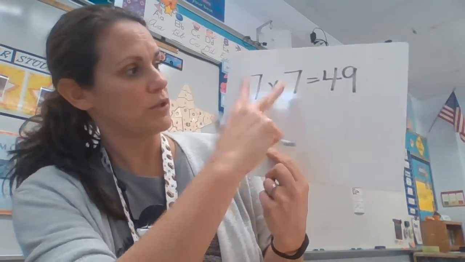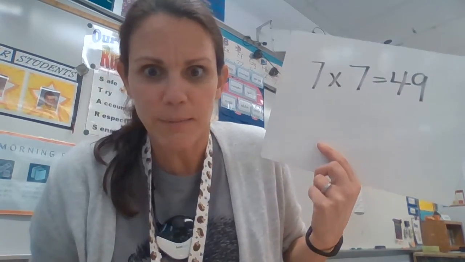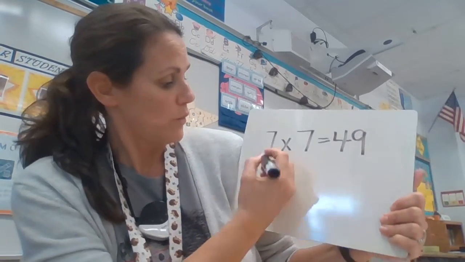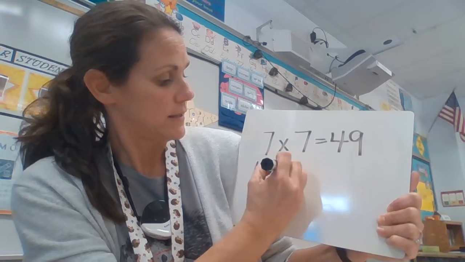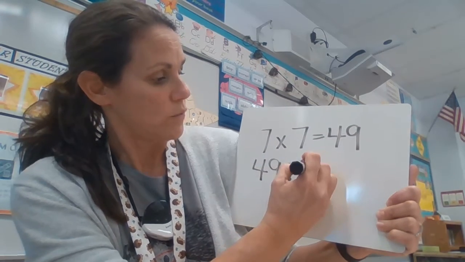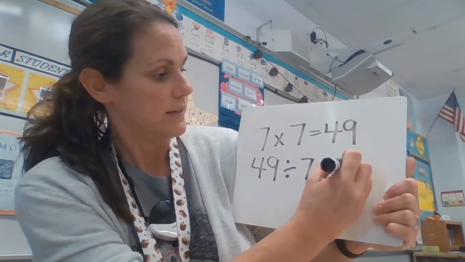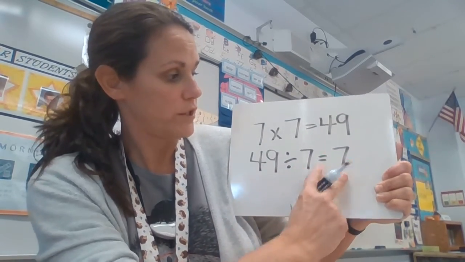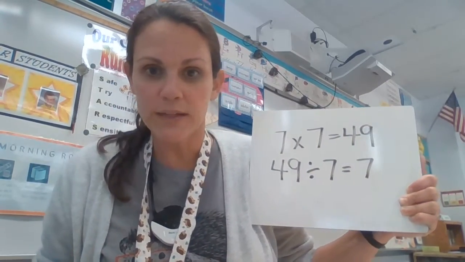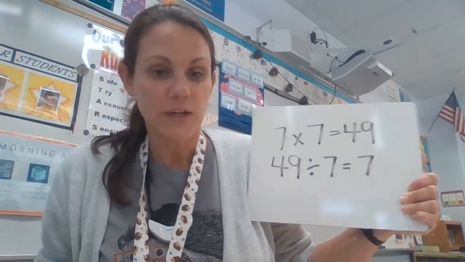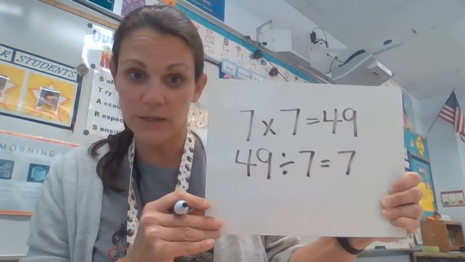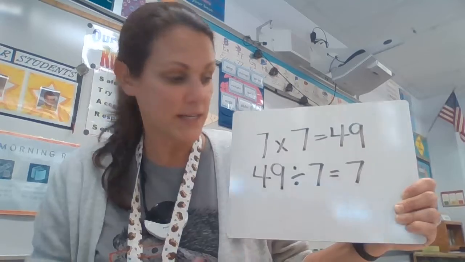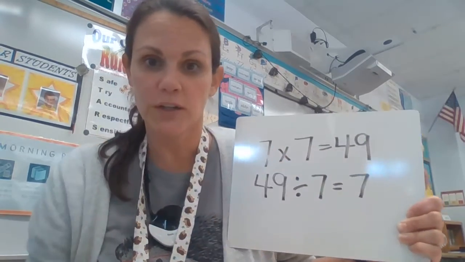Because if we were to just switch around the 7s, well, that's the same thing, right? So all we really need to do is show the division related fact. There it is. Again, 49 divided by 7. Well, if we just switched our 7s, we're only going to have the same fact. So some fact families only have 2 facts because our factors are the same number. That's kind of fun.